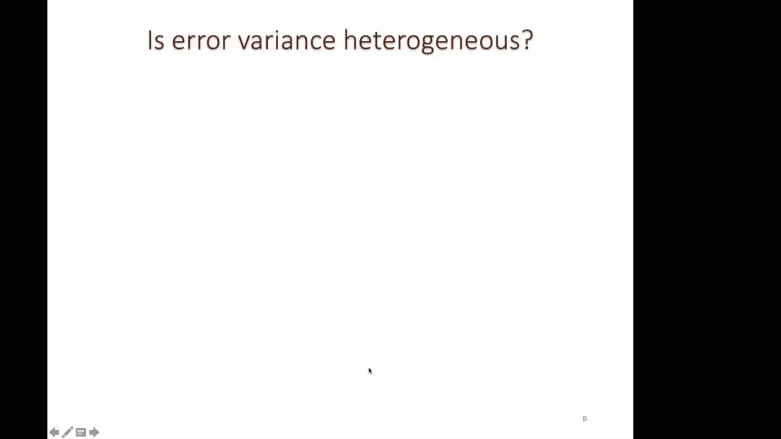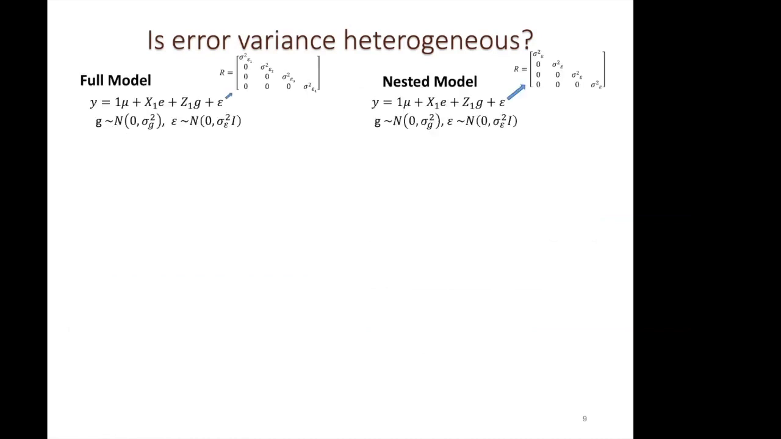So we went ahead to see if we should assume that the error variance is similar across all those 30 environments, or are they heterogeneous? So we went ahead by fitting the full model. This time around, we assume that error variance is heterogeneous in each of those environments, and we fit the nested model, which assumes that the residual variance is uniform across all the 30 environments.